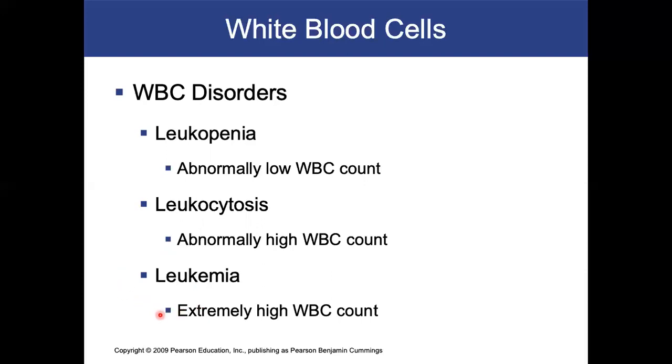Leukemia is extremely high white blood cell count. So leukemia is cancer of the bone marrow. It's because those precursor cells are turned on and they're rapidly dividing and they're not stopping. So it's considered to be cancer. And so any cancer of the bone marrow is called leukemia.